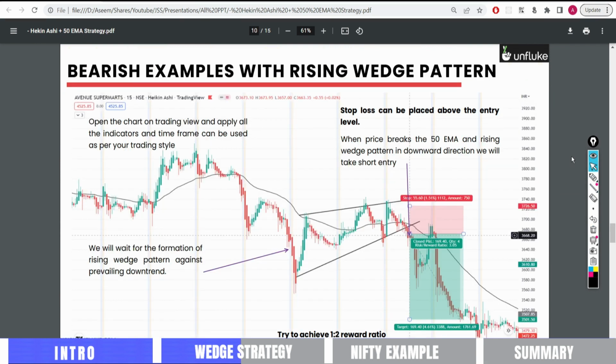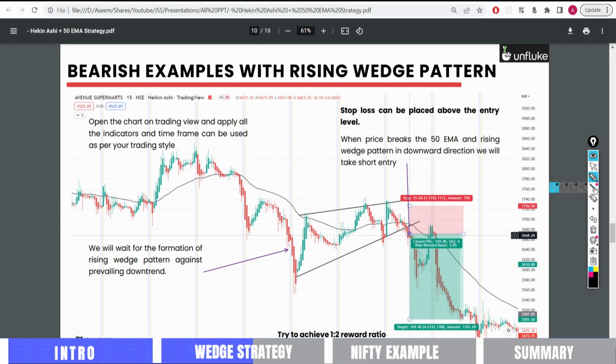Let's take one more example. I'm showing you on Avenue Supermarkets. Again, the first step is to create our wedge. We've been able to create the wedge here. Once we have created the wedge, we are looking for the candle to break both the wedge as well as the moving average, which it does here. I can go for a selling entry with a small stop loss, and you can again see we can get a profit of almost 1:2.